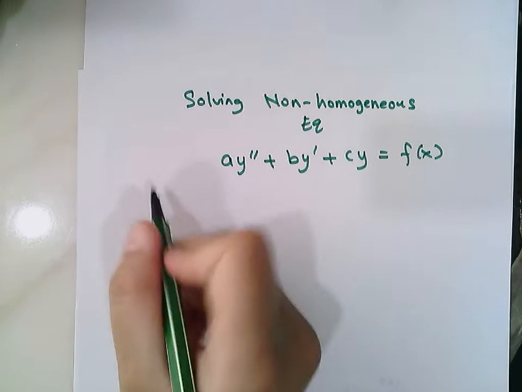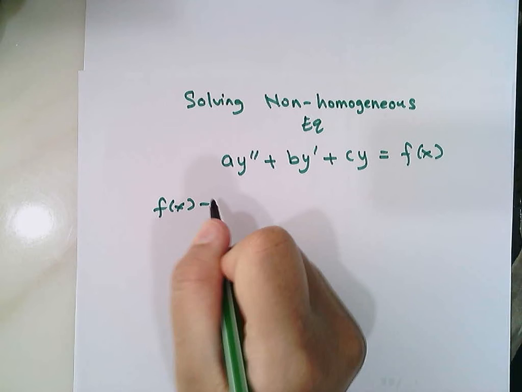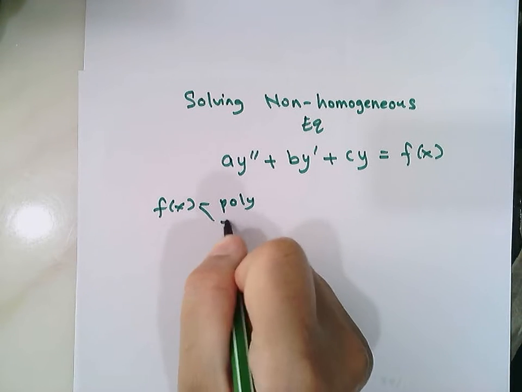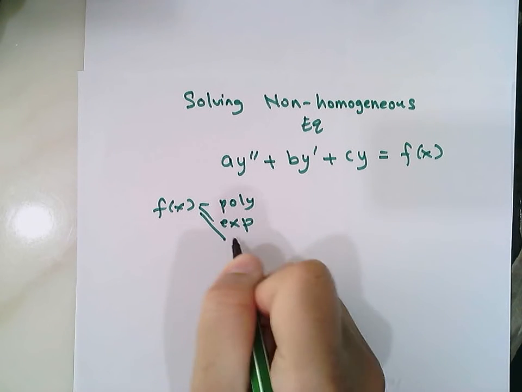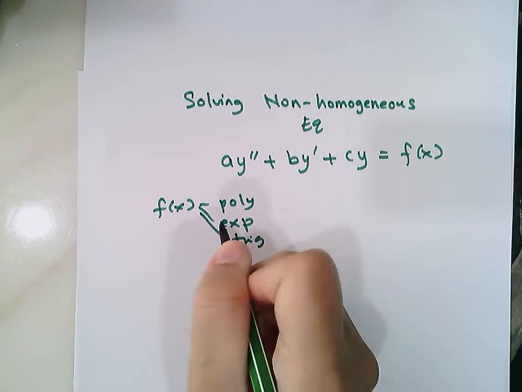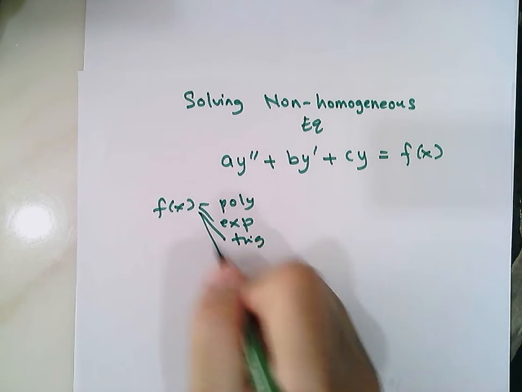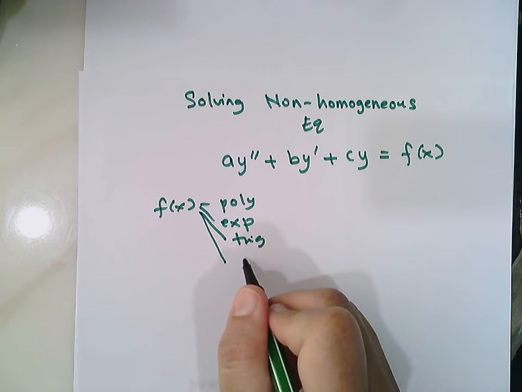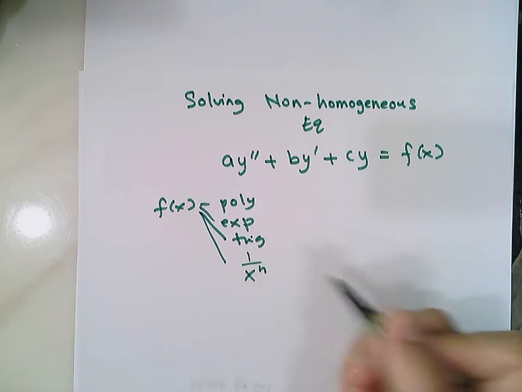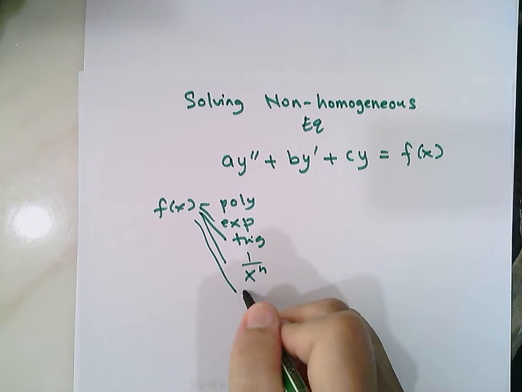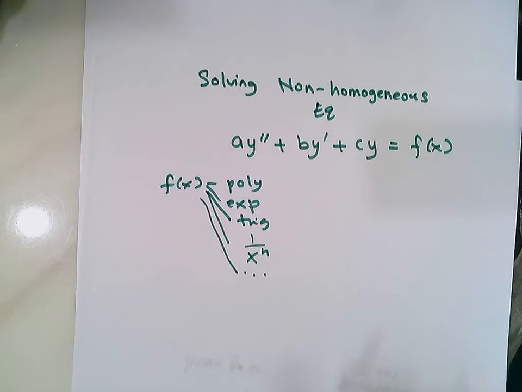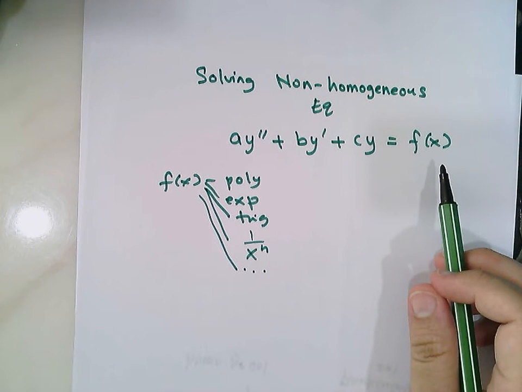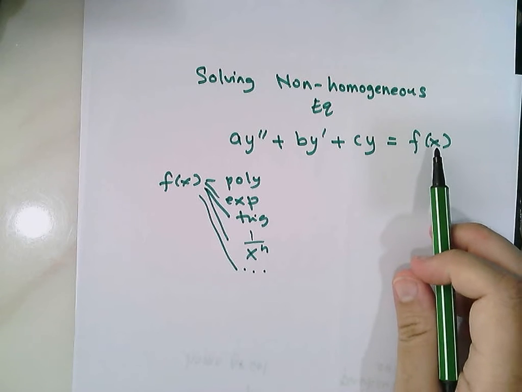Okay, fx can either be polynomial, exponential, trigonometric function, and can also be a combination of these, or any function like 1 over x to the power n, and so on. So you will have a function on your right hand side, function of x, because this is fx.